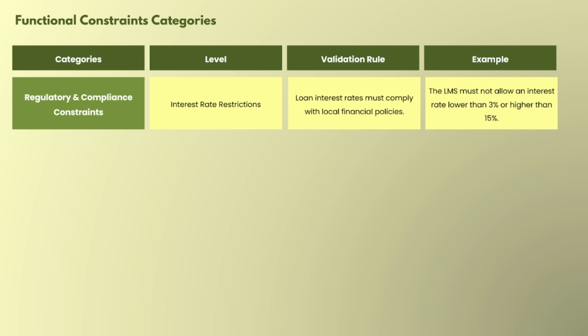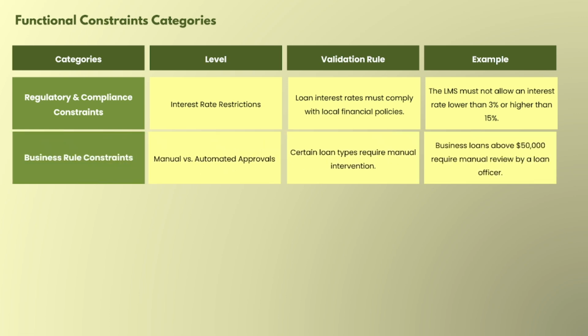So for example, while we are building a loan management system, let us assume that we are building this particular loan management system for the North America region. The local compliance financial policy says that the interest rate should not be lower than 3% and should not be higher than 15%. So we need to adhere to this particular constraint of the local financial policies.